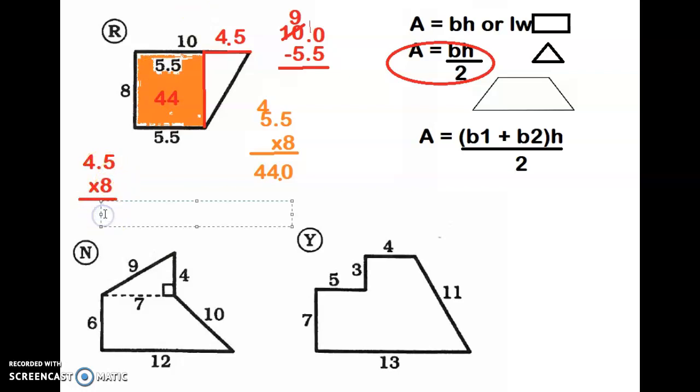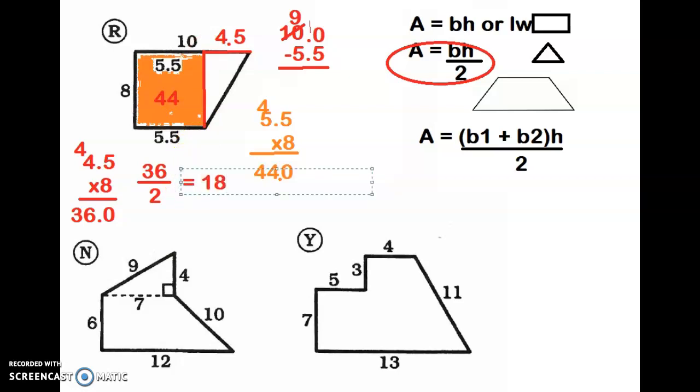So 8 times 5 is 40. 8 times 4 is 32, plus 4 is 36. And again, we have one decimal, so I need to have one decimal here. Okay, so that means that this is 36, except that I need to divide it by 2 because this is a triangle's area, right? So 36 divided by 2. You know, I should have really left some more space here. And that's going to equal 18, right?